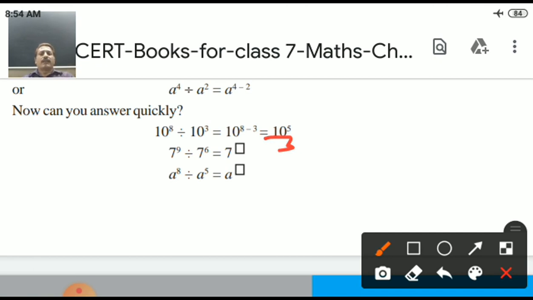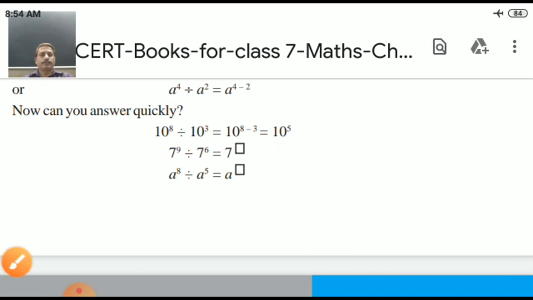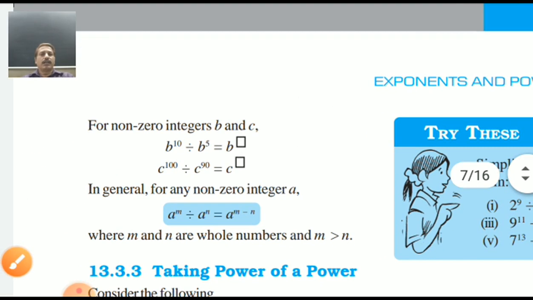8 minus 5. Answer is 3. Correct? In the box you can write 3. Very good, student. Here we have the other also two non-zero integers, b and c. Be careful, zero नहीं होना चाहिए, base.